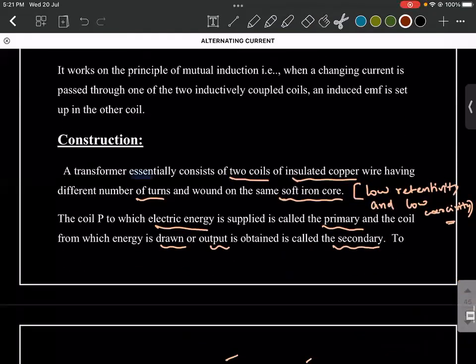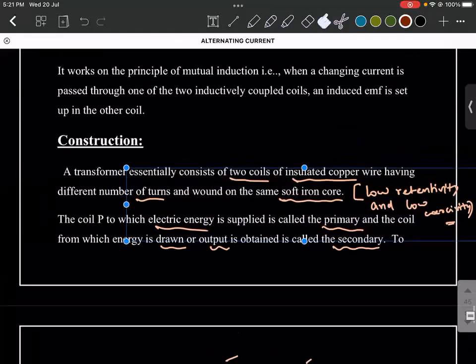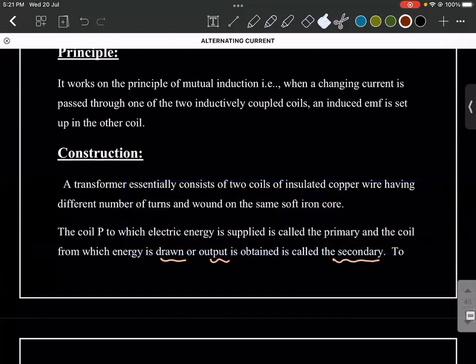Now the construction is basically, a transformer consists of two coils, logically. When you want mutual induction, you need more than one coil. So out of the two coils, one is called the primary, and the primary is the one which is connected to whom? Primary is the one which is connected to the alternating source.